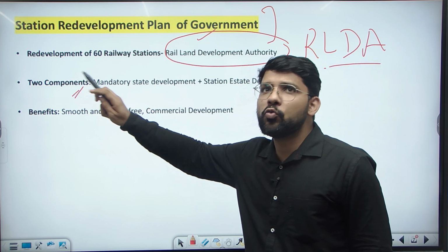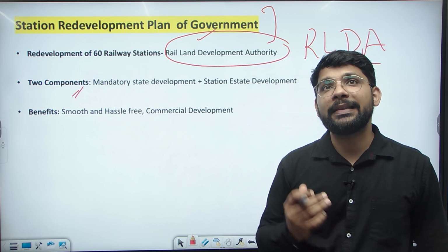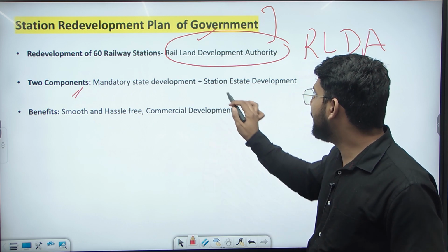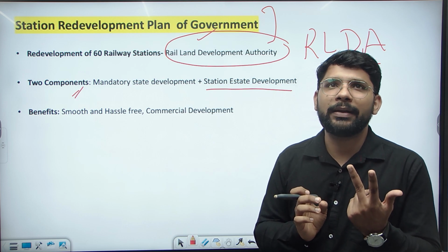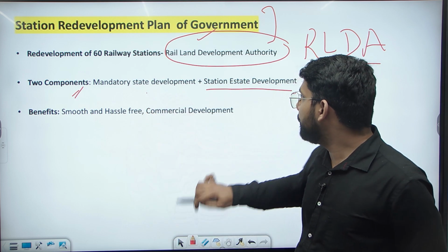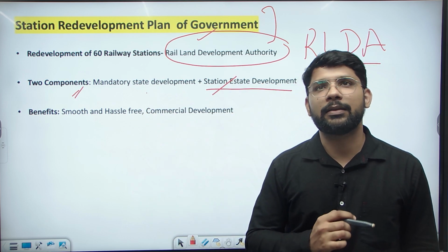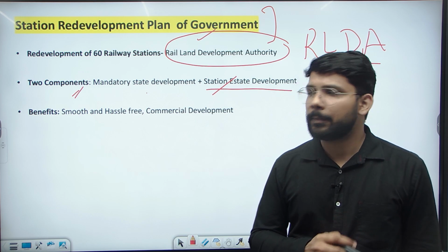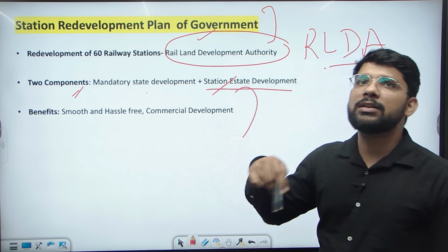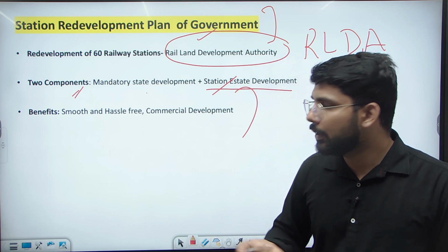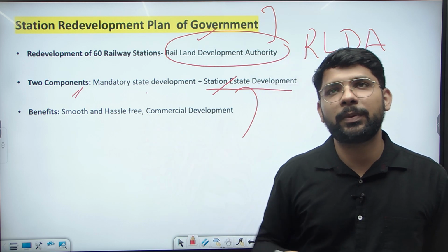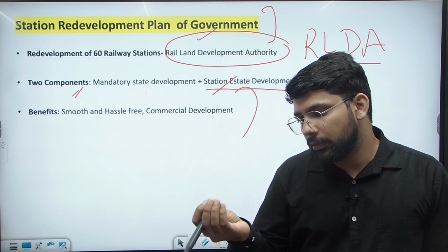This project has two components. One component is the mandatory station development, and the second is the station estate development. So this project includes these two mandatory things under the PPP projects of the railway. What will be the benefits? If these stations are built by PPP, there will be a smooth and hassle-free experience for the travelers.